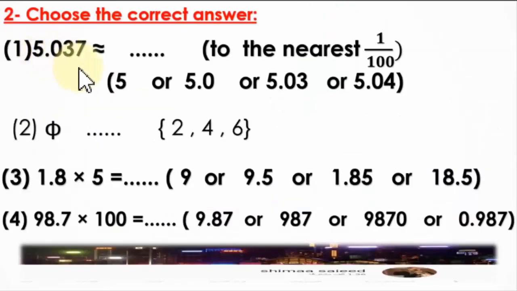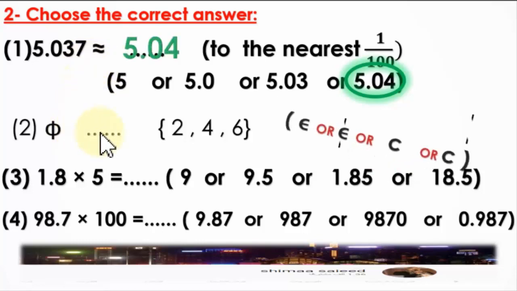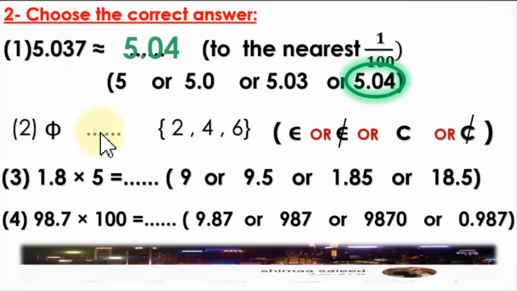5.037 approximately to the nearest hundredths. Look at 7 here in thousands place. 7 will increase the value of 3 by 1. So cancel 7 and increase 3 by 1, 3 becomes 4. So this number will be 5.04 to the nearest hundredths. 5 subset from the set of 2, 4, and 6. Because 5 subset from any set.